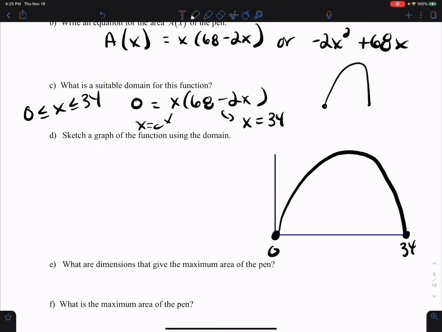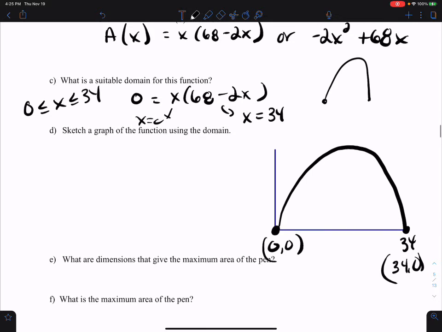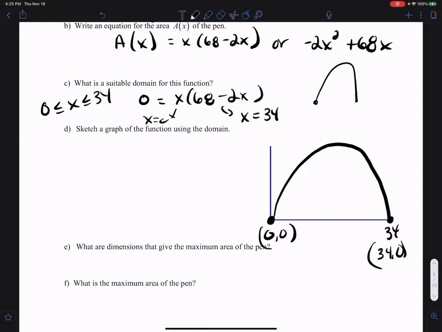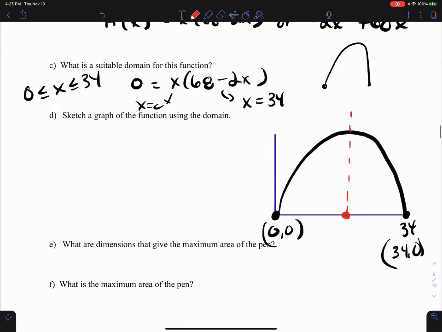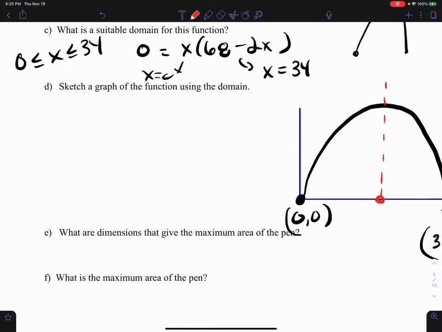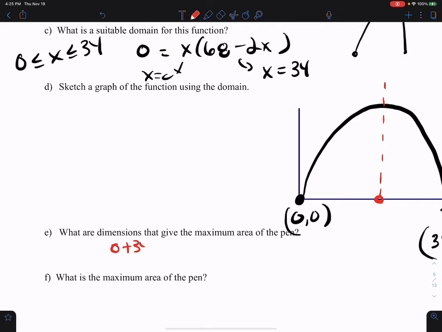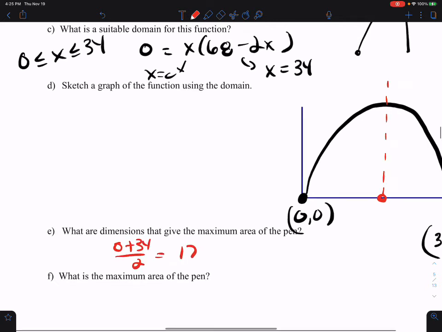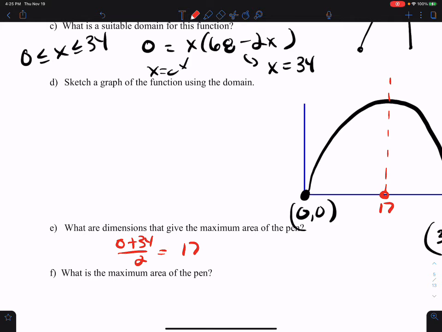So it says, what are the dimensions that give the maximum area of this pen? Well, what's nice about this is we have some information. This is the 0, 0. And then if I plug in 34, we know that was the number that also made it 0. Now there's two things I'd ask you to think about. First of all, when we look at a parabola, we know the vertex is halfway between the x-intercepts. So what number is halfway between 0 and 34? Well, we can take the average: 0 plus 34 divided by 2 is 17. So halfway between them is 17.